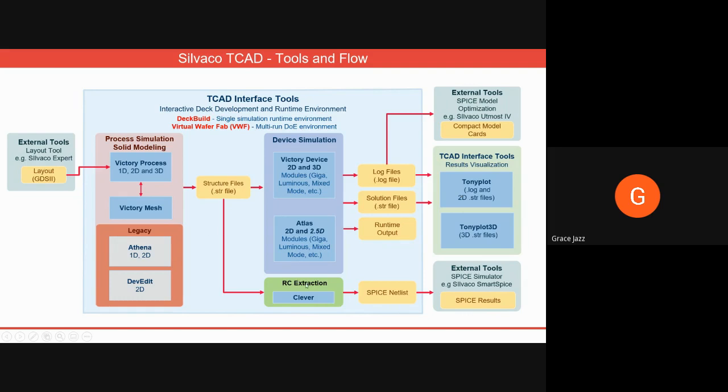We can also use an RC extraction tool, we call it Clever, to extract from the process simulation structure your parasitic resistance and capacitance, and extract a SPICE-like netlist.